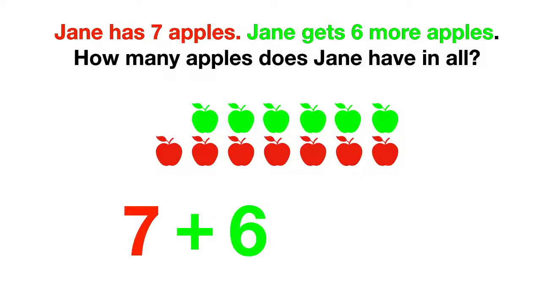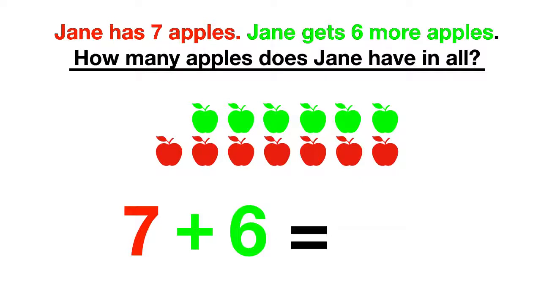Now the problem asks us, how many apples does Jane have in all? This means we want to figure out what 7 plus 6 equals. Well, we could use our picture to help us and just count. We could count 1, 2, 3, 4, 5, 6, 7, 8, 9, 10, 11, 12, 13.